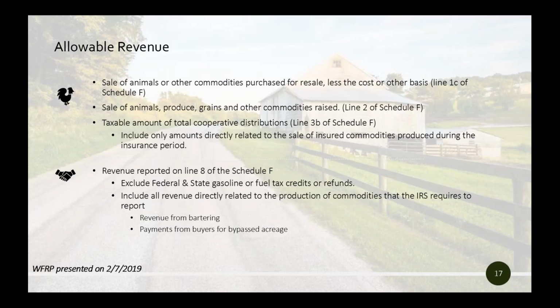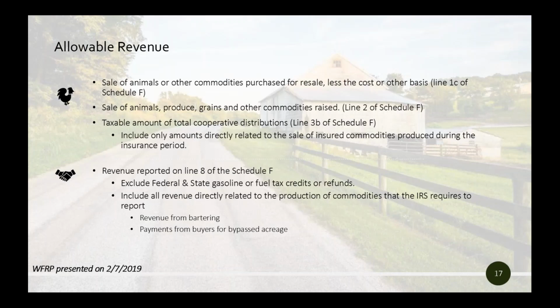For claim purposes, again, the cooperative distributions are those related to the sale of commodities produced in the insurance period. And why that is important: we aren't going to include any cooperative distributions that are attributable to commodities produced in other insurance periods. So you may have a commodity that was produced maybe in 2018, 2017, 2016, on which you're continuing to get distributions. For claims purposes, we're not going to count that revenue against you.